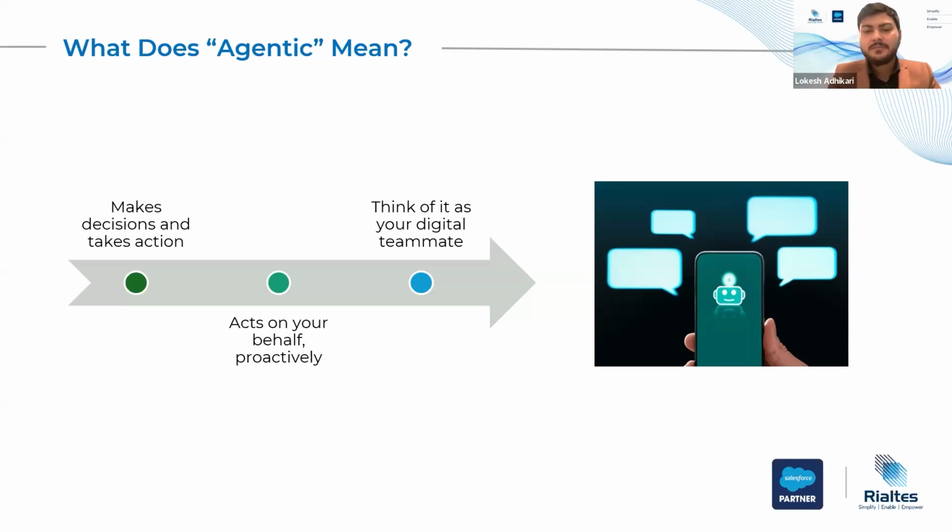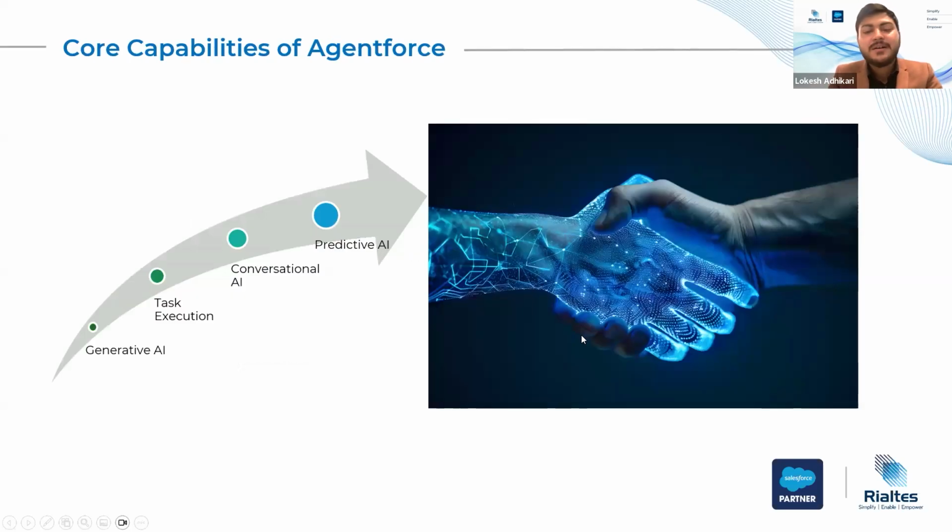Now let's explore what powers this agentic behavior. Agentforce brings together four major AI capabilities: generative AI, that is used to help you compose emails, draft replies, and create summaries. You all must be aware of ChatGPT. ChatGPT is now very popular. It's a generative AI tool where you give specific prompts and it generates responses for you. So the same power that you have been using in ChatGPT, you can find that in Salesforce now.